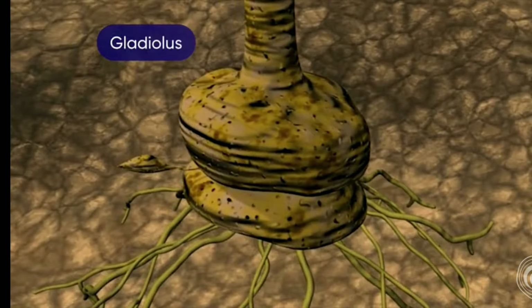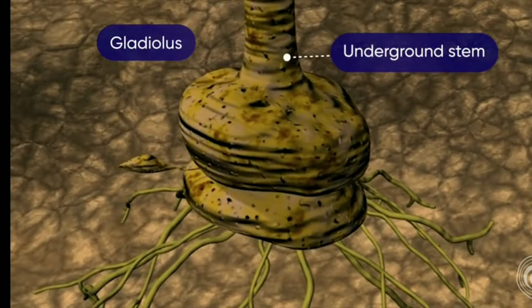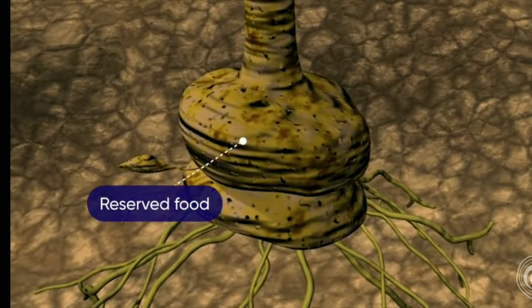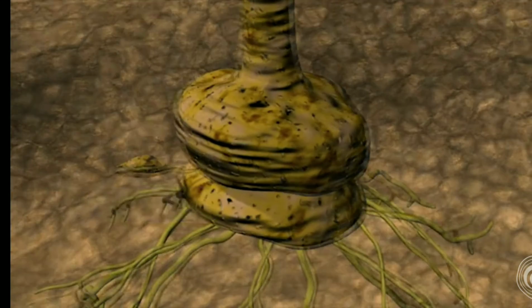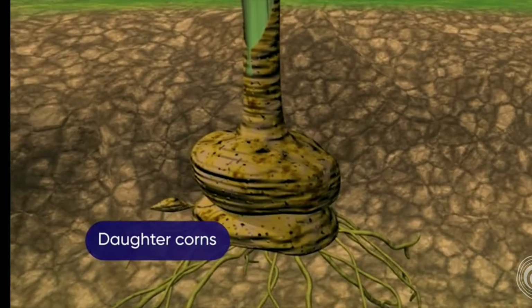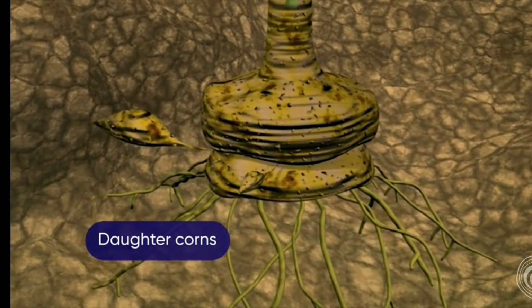Gladiolus corm is a fleshy underground stem that has reserved food materials. A single corm develops daughter corms which can be separated and grown into new plants.